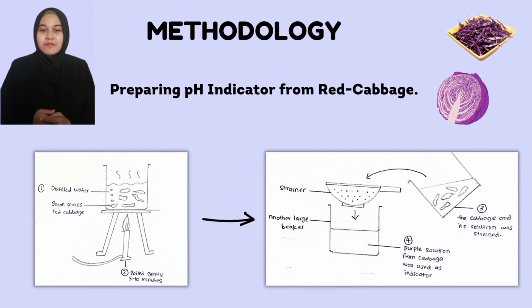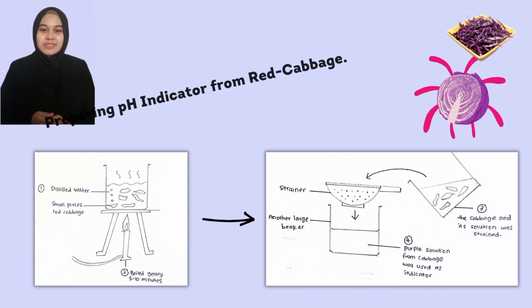The heat was turned off and the solution was left to cool. After that, the cabbage and its solution in the beaker were strained into another large beaker, and the purple solution from the cabbage was used as the indicator solution to test the pH of standard solutions.